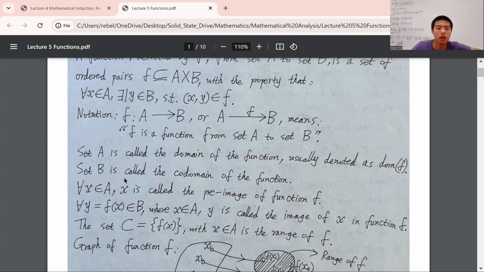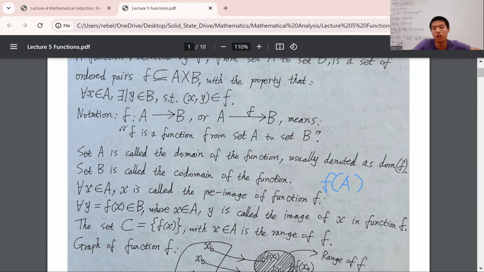to set B. In this case, set A is called the domain of the function. We denote it by dom f, and B is the codomain of the function. All of the elements in A are called pre-images, and all of the y in B can be defined as f(x), because it's transformed by function f of the elements x. So y equals f(x) in the set B, where x is in set A, is called an image of x in function f.